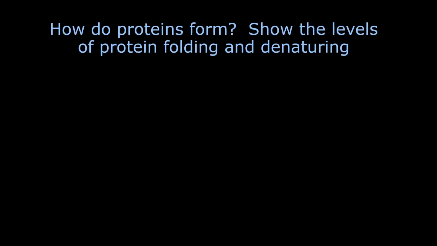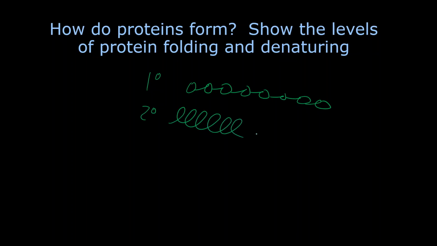How do proteins form? Show the levels of protein folding. Well, very simply, first order, or primary, is just the sequence of amino acids linked by peptide bonds. If we wanted to go second order, we could either make an alpha helix, or we could turn it into some sort of pleated sheet structure. So there's our 2 options, an alpha helix or a beta pleated sheet.